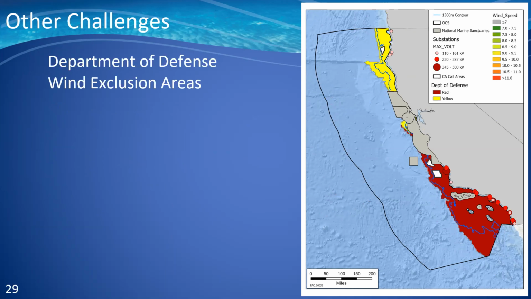Other considerations: the Department of Defense has evaluated the coast for how important it is to defense purposes and rated it red, yellow, or green. As you can see, a good part of Southern California, well, all of Southern California and most of Central, has been rated red. So there are discussions going on, obviously well above my head, about how we can make this work.